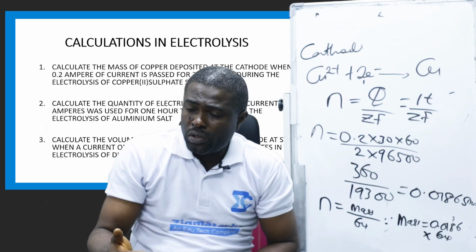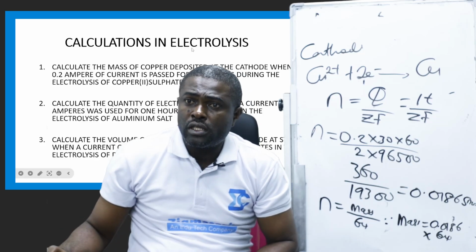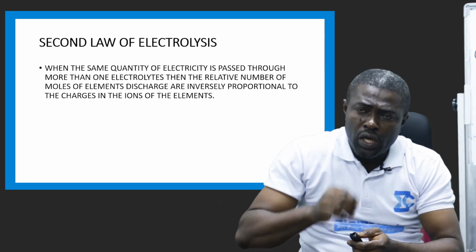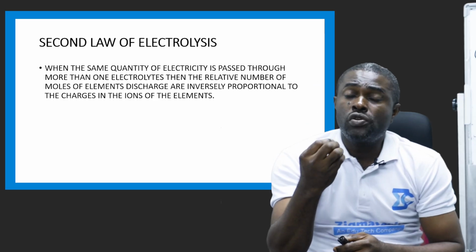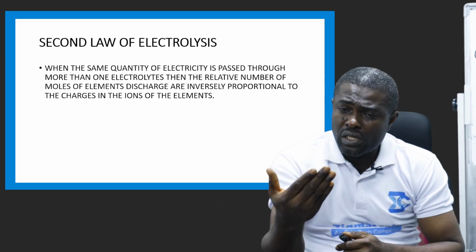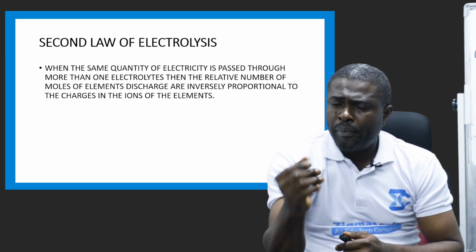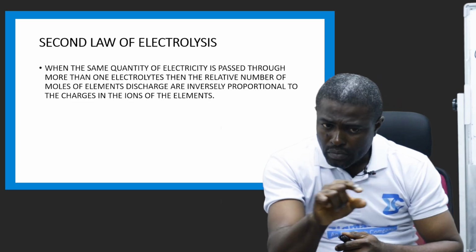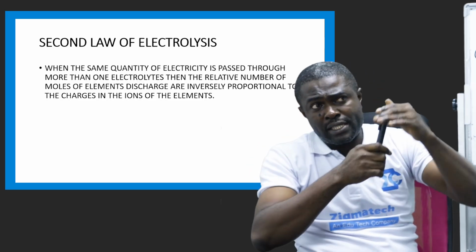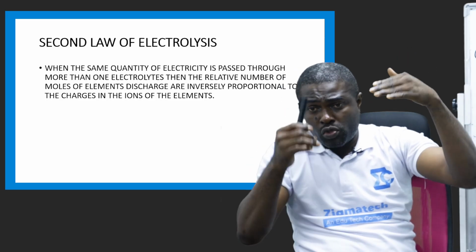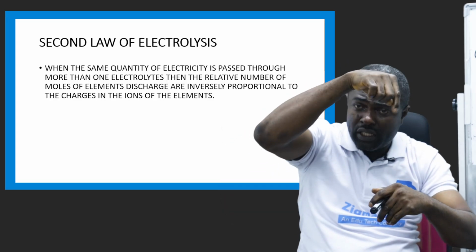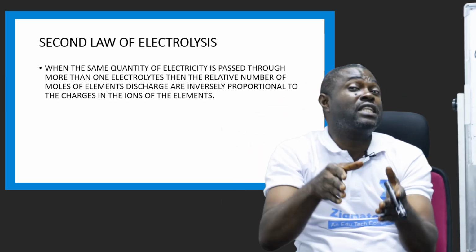Now, the second law. What does the second law state? After the first law, Faraday also stated the second law. In the second law, he considered a situation where you have more than one electrolytic cell, where you have 2 electrolytic cells or 3, but the same quantity of electricity is passed across. He noticed that if you pass the same quantity of electricity to 2 or 3 electrolytic cells, the quantity that passed to the first one will be the same quantity that will enter into the second one.